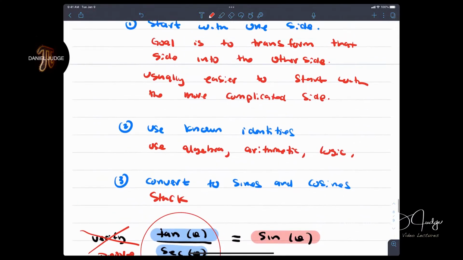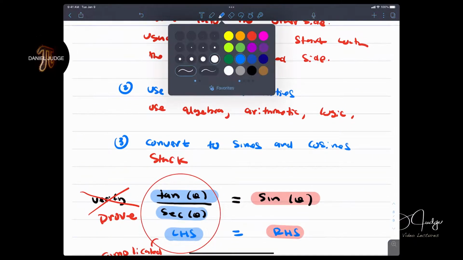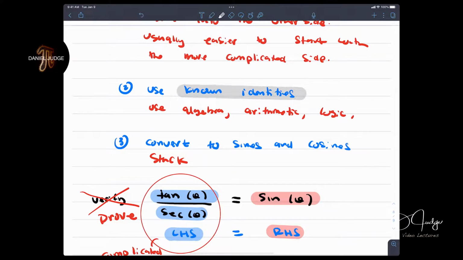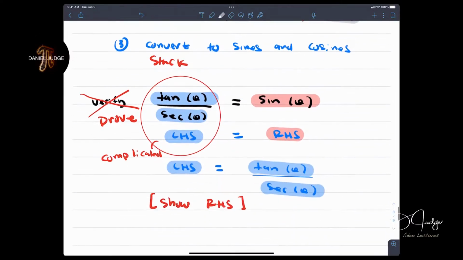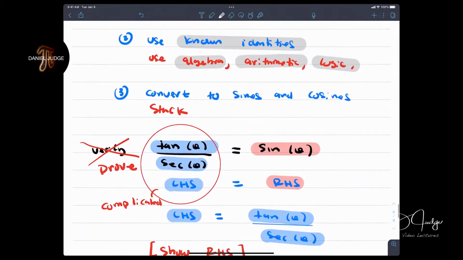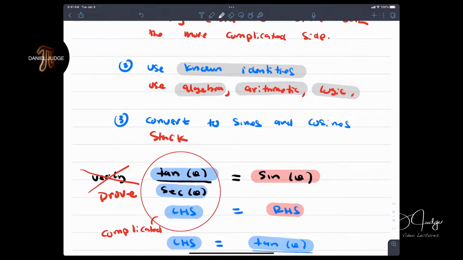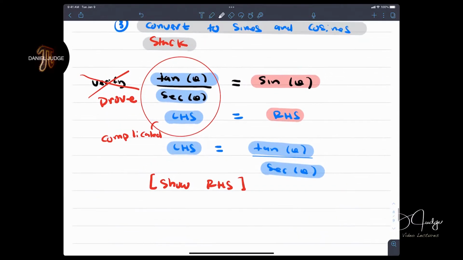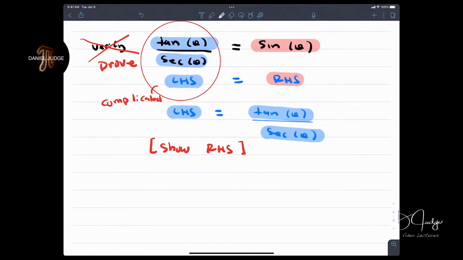And what can we do? We can use known identities. Well, that's what I told you. We could use algebra. Well, that's what we've been doing. Arithmetic and logic. Replace, substitute. These are all the things that we started to work on this morning. And again, if this gets too complicated, if you get stuck, they're telling you, hey, convert everything to sines and cosines. So this is your book's guidelines, which is exactly what I've been saying to you to do.